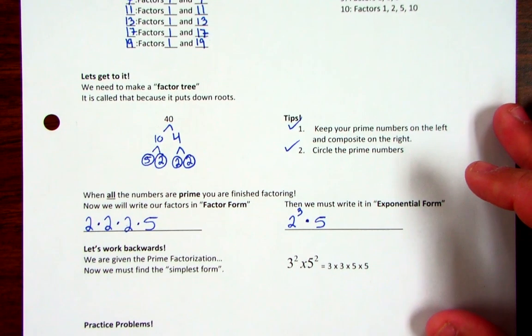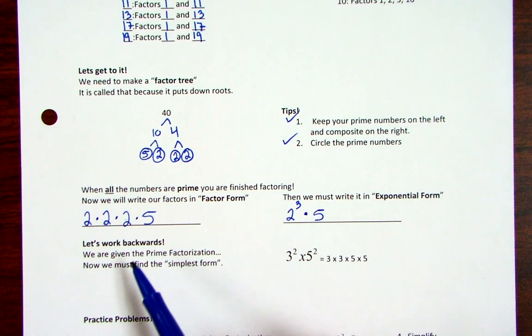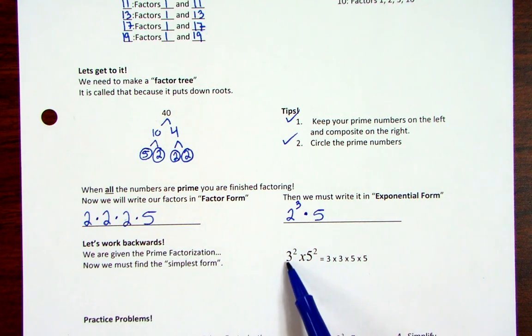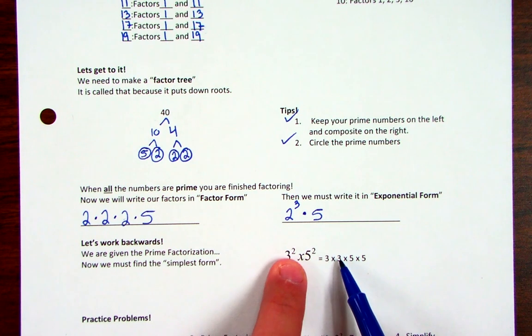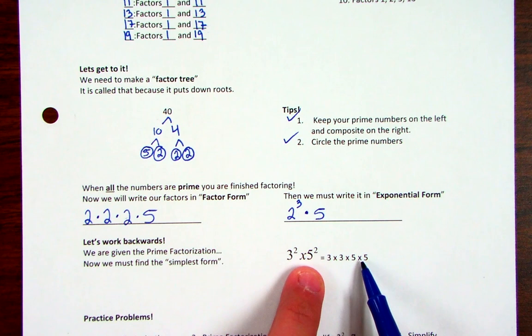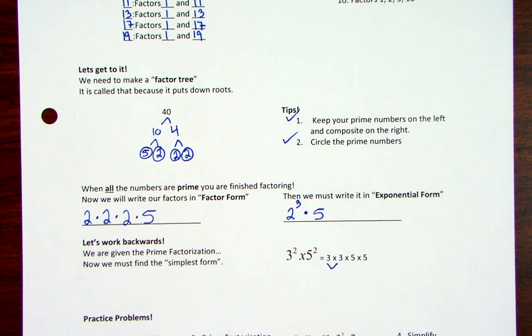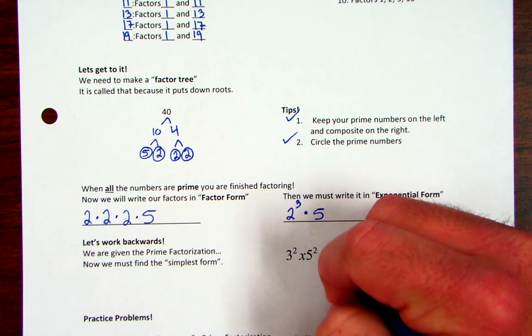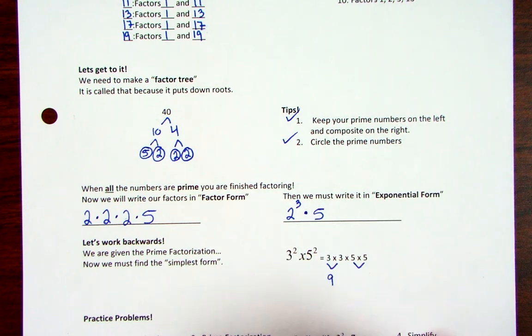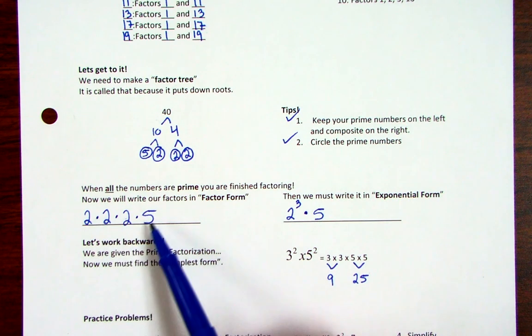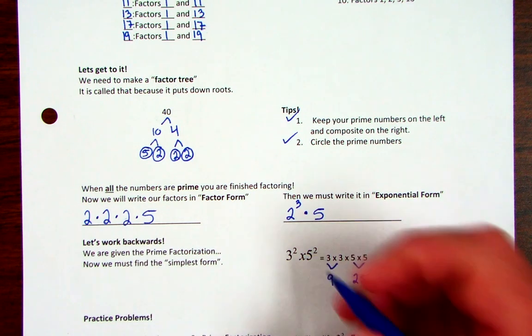Alright, now let's work backwards. We are given the prime factorization, now we must find the simplest form. We have 3 squared times 5 squared, and we broke it up to 3 times 3. I had 2 3's, and I had 2 5's. Well, guys, what is 3 times 3? Well, that's 9. What is 5 times 5? Well, that is 25. Now, if you've noticed something, all we've been doing here between is multiplying. So we need to multiply one more time.